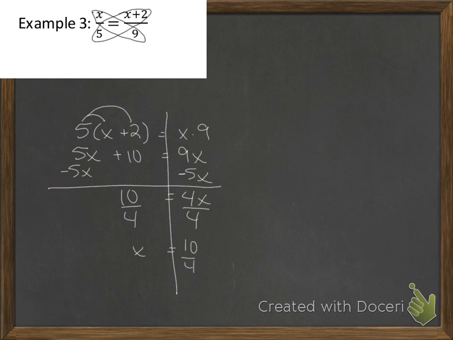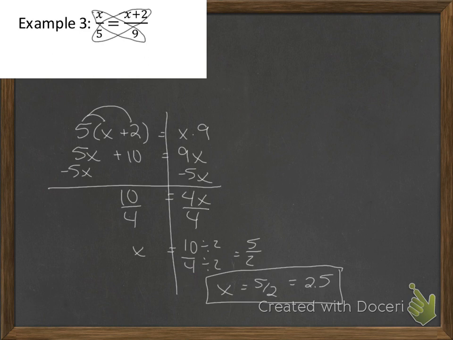Now, this is a fraction, which is fine, but we can reduce it by dividing both top and bottom by 2. So our final answer is x is equal to 5 halves, or if you want to write it as a decimal, you could also write it as 2.5. Be careful about decimals though, because sometimes the exact answer can't be expressed as a decimal, such as when we're dividing by 3.